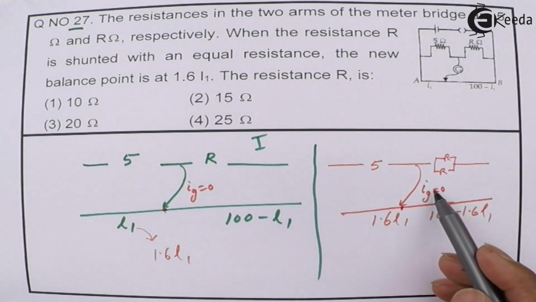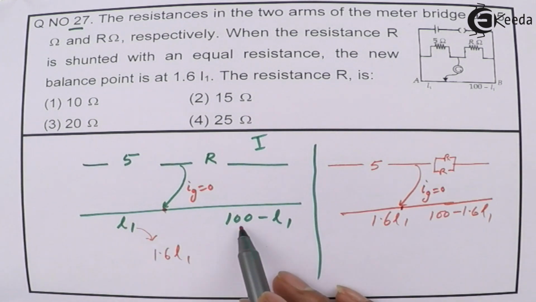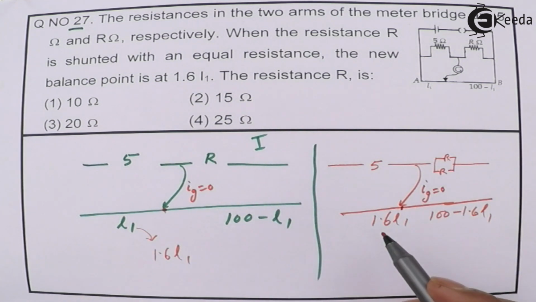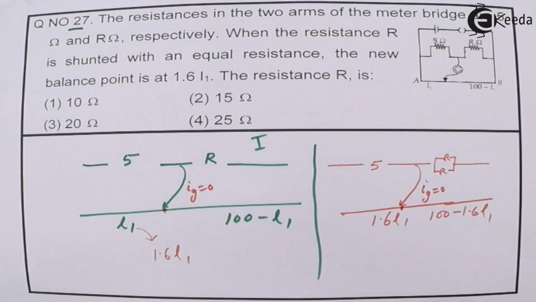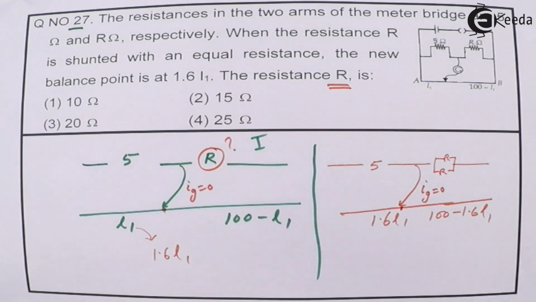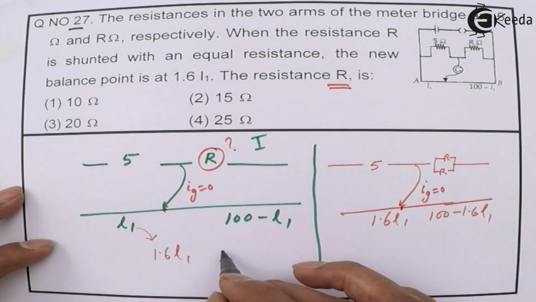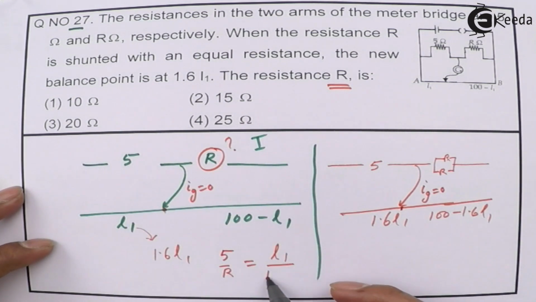Because this is the null point, we know that the ratio of the resistances must be equal to the ratio of lengths. So we have two equations and two unknowns, R and L1. So we can solve this question. The value of resistance R is asked, so we have to find this value. In this situation, the equation will be 5 over R is L1 over 100 minus L1. This is equation 1.